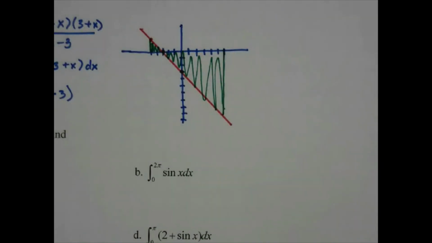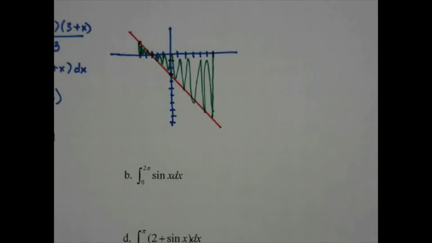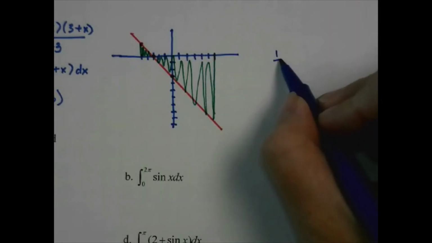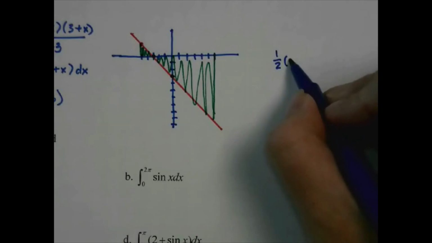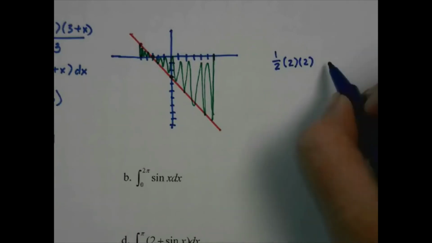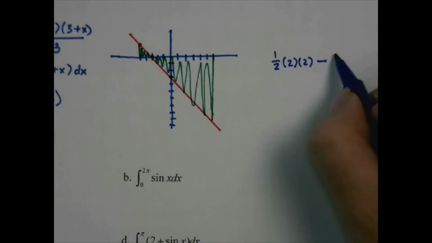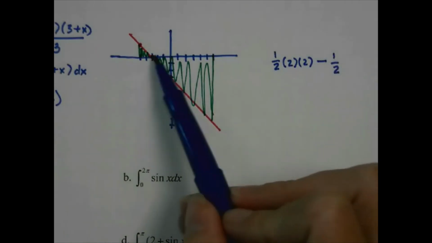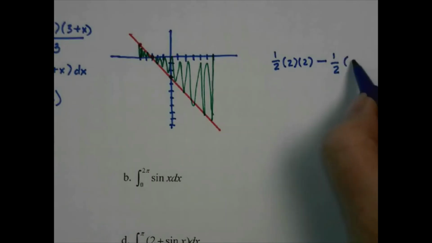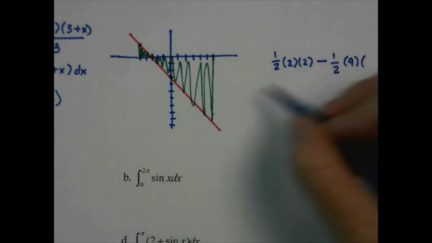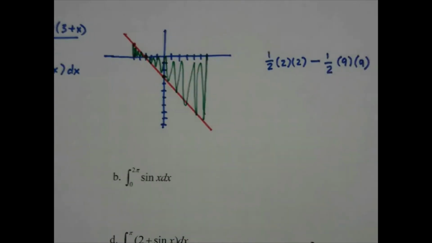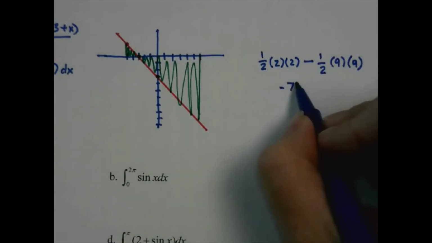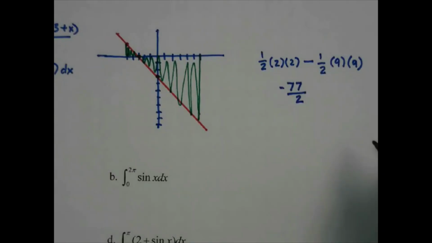So again, we have two triangles. One's above the x-axis, one's below. For the one above, we're going to have a positive 1/2. That's going to be 2 times 2. Below the x-axis, we're going to subtract that triangle. So 1/2, this is -3 to +6, so that's going to be 9. And the height's going to be 9. So this ends up being, if you plug it all in, -77 halves.